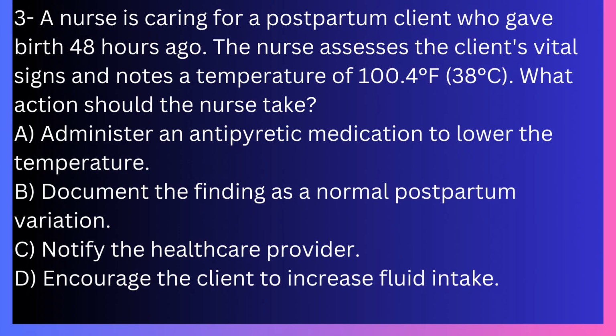Question number 3. A nurse is caring for a postpartum client who gave birth 48 hours ago. The nurse assesses the client's vital signs and notes a temperature of 100.4 Fahrenheit, 38 degrees Celsius. What action should the nurse take? A. Administer an antipyretic medication to lower the temperature. B. Document the finding as a normal postpartum variation. C. Notify the healthcare provider. D. Encourage the client to increase fluid intake.